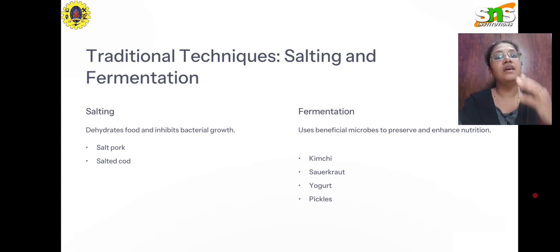Ultimately it will help to preserve the particular food. Next is fermentation. Fermentation is a much more beneficial technique in order to preserve and also to enhance the nutritional aspect.